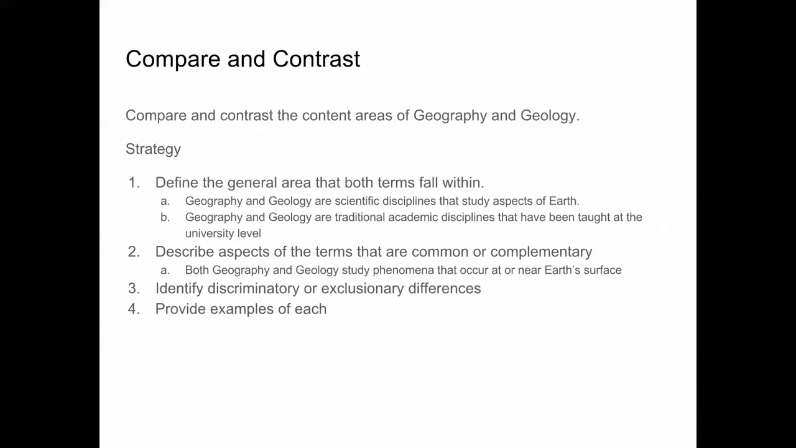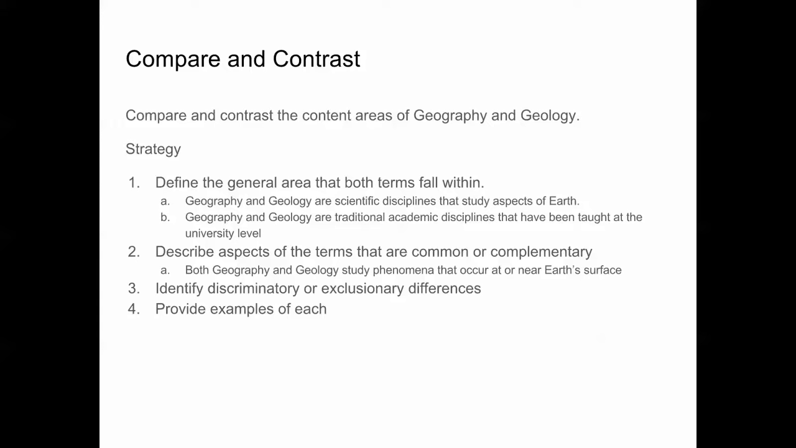Now, the compare and contrast question. Please note that compare and contrast are two oppositional terms. Compare is to ask for the similarities or identify the similarities in two or more concepts. Contrast is just the opposite. It is to find the differences, what makes them different. So again, the strategy for this is you start with a thesis, and that is typically the commonalities. Begin with the commonalities. So you'll notice here, define the general area that both terms fall within. Now, here we've asked for content areas of geography and geology.